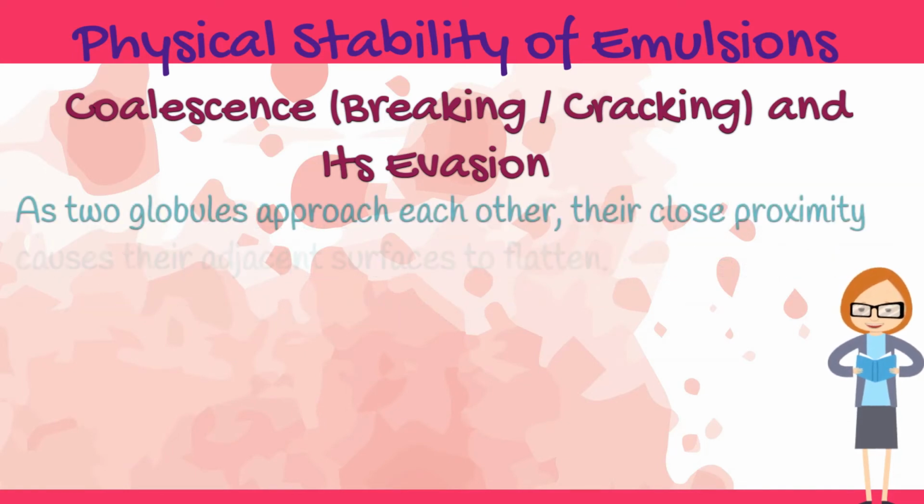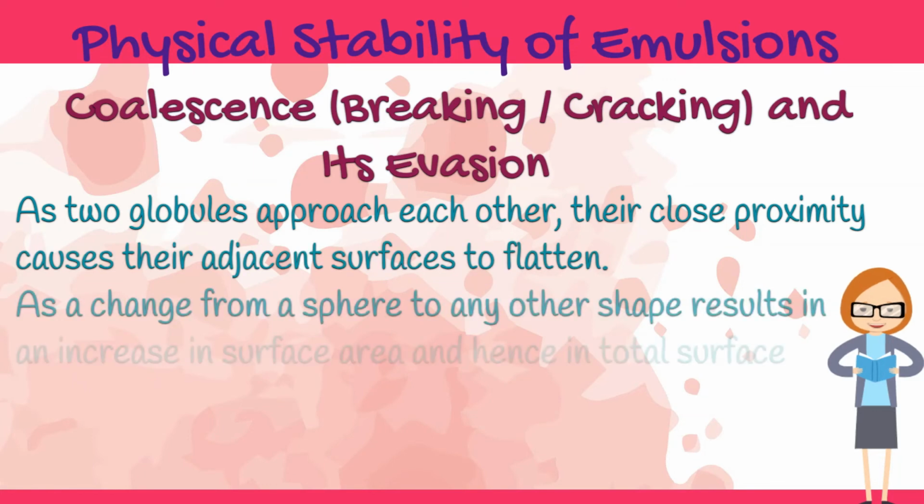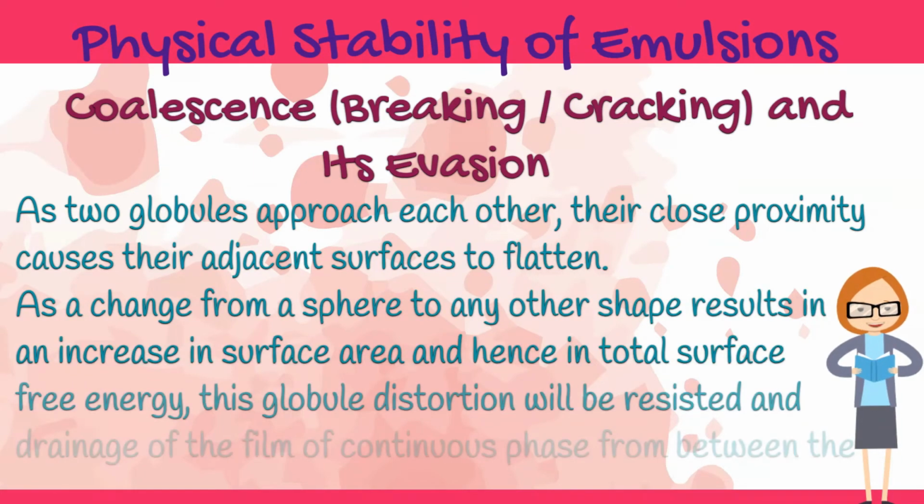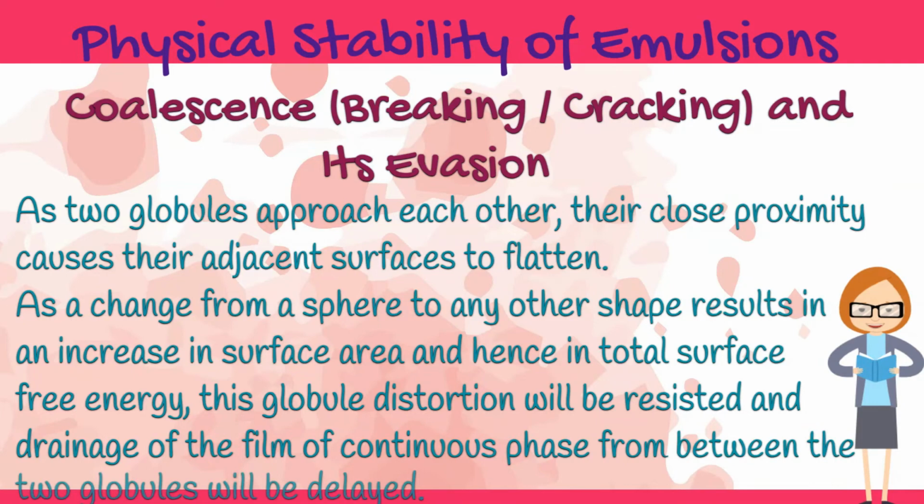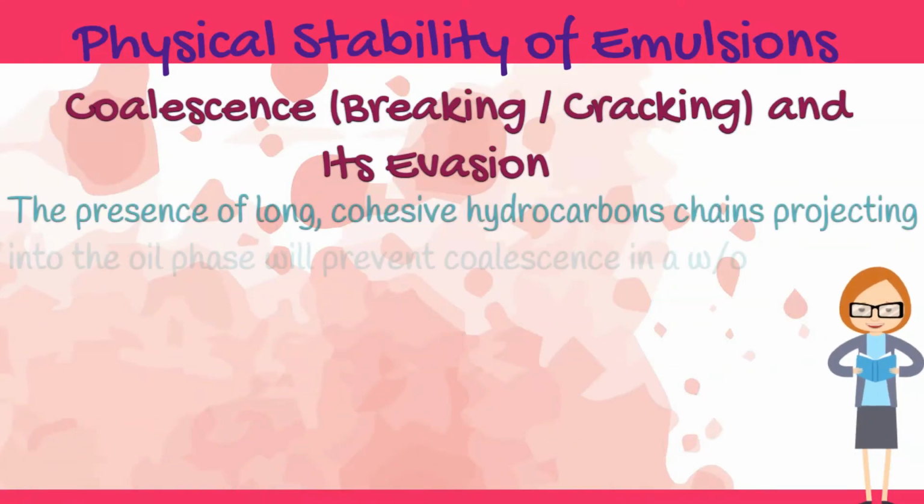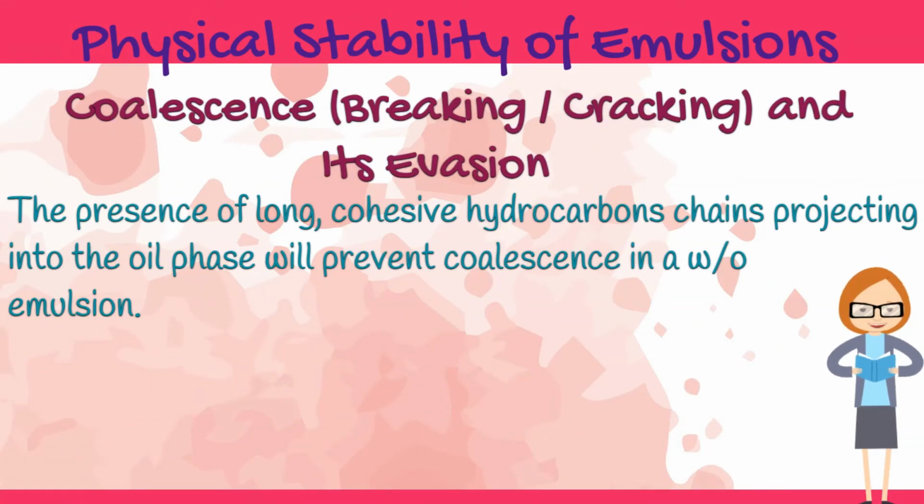As two globules approach each other, their close proximity causes their adjacent surfaces to flatten. As a change from a sphere to any other shape results in an increase in surface area, and hence in total surface free energy, this globule distortion will be resisted, and drainage of the film of continuous phase from between the two globules will be delayed. The presence of long, cohesive hydrocarbon chains projecting into the oil phase will prevent coalescence in a water in oil emulsion.